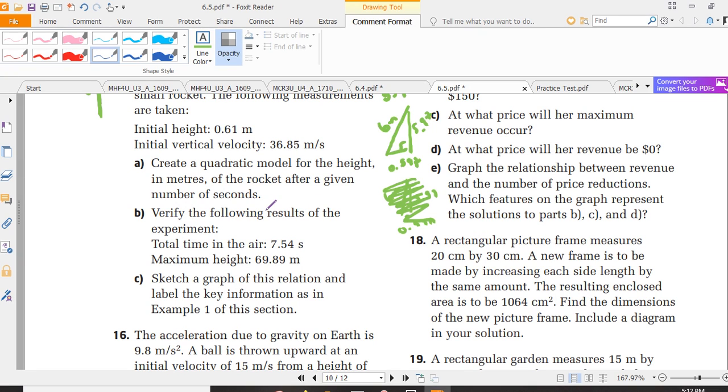Oh, verify the following. So this is just checking that it stayed in the air for 7.54 seconds. To do that, just check the x-intercepts. Maximum height, well, is the vertex indeed that? Okay.